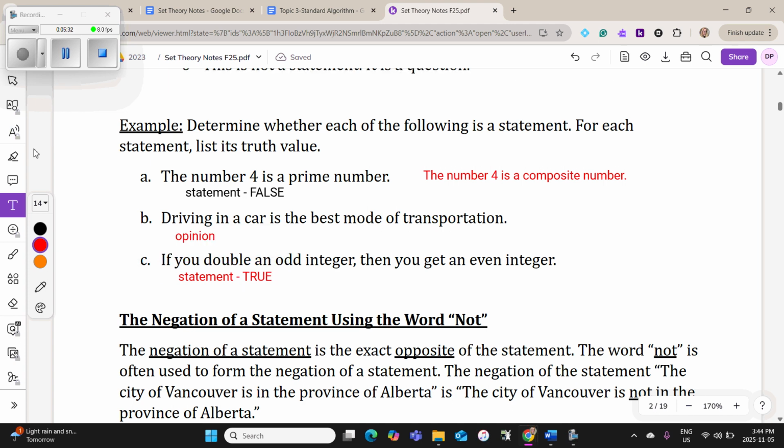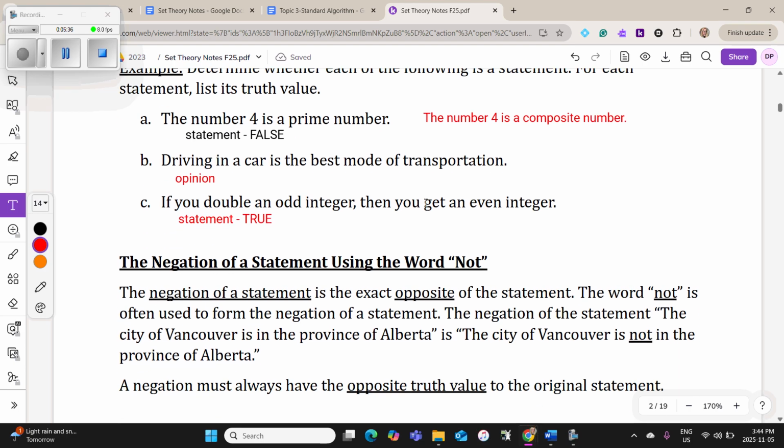If I double an odd integer, I will get an even integer. And also note that this works for negative numbers. If I double, say, -5, I will get -10, and that is an even integer.